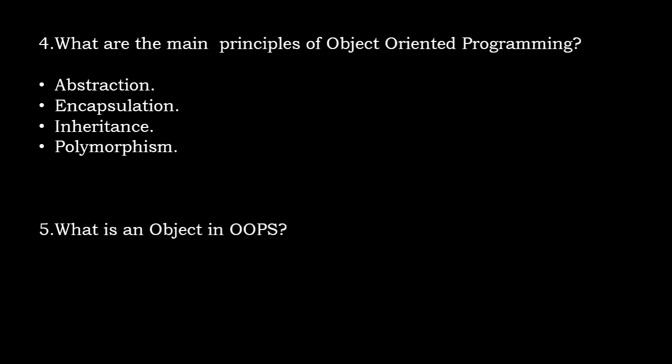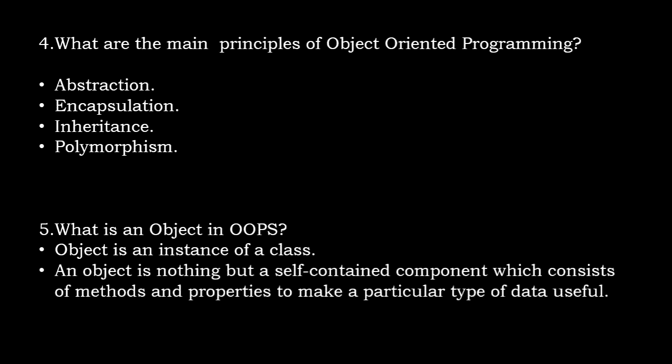What is an object in OOPS? Object is an instance of a class. An object is nothing but a self-contained component which consists of methods and properties to make a particular type of data useful. For example, bag and table. These are the objects in the real world too.